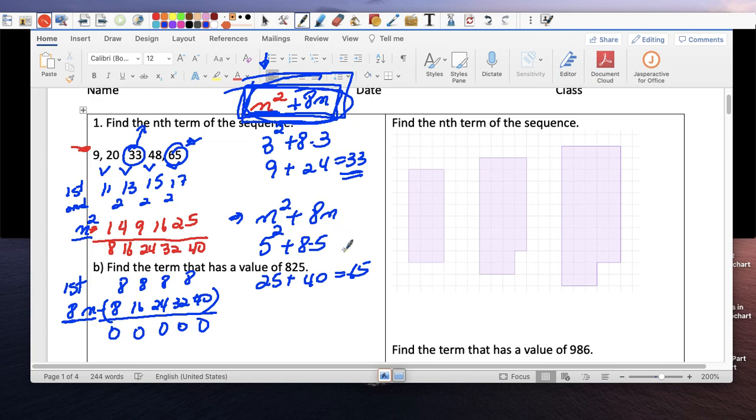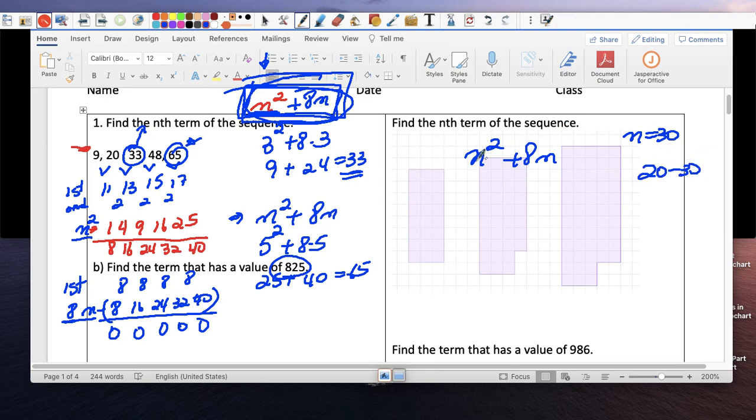So now you can guess and check, right? Let's see. If I pick 20, 20 squared is 400. 8 times 20 is 160, and 160 plus 400 is 560. So 20 doesn't work. If I pick 30, here's my expression, n squared plus 8n. Will the 30th term give me 825? Well, that's too much because the moment you put in 30 squared, that's already 900. So 30 is not it. It's a little bit above 20, so it's between 20 and 30.